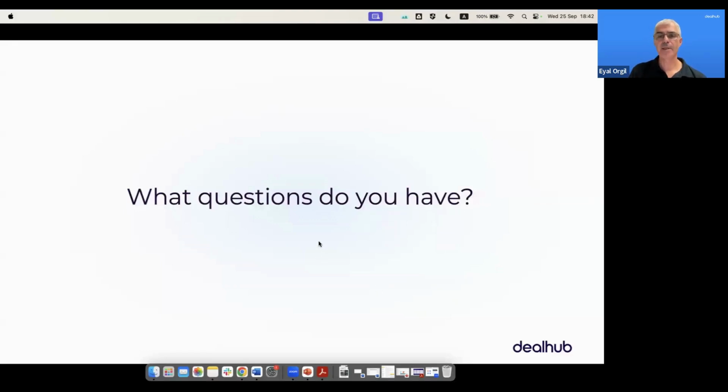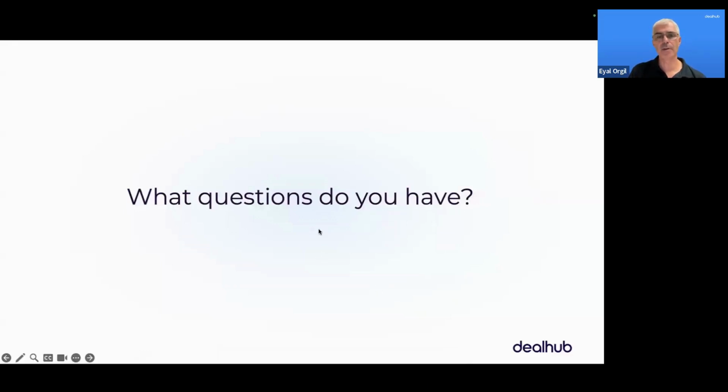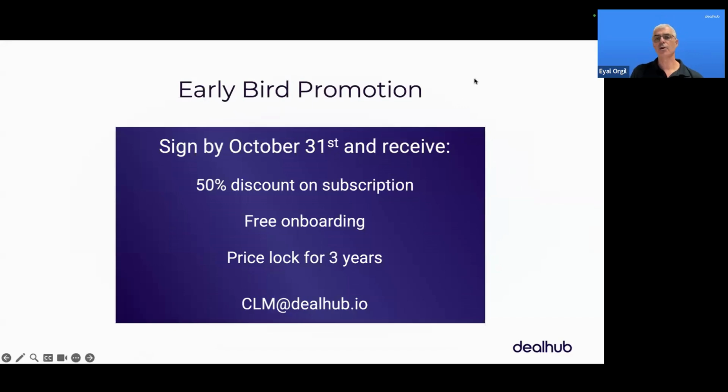So with that, let me take the last couple of minutes, because I know people will probably drop off in a second, to talk about our early bird promotion. As I mentioned, a lot of the CLM function that I talked about is already available today. The contract repository will be available at the end of the year, end of December, and then early in the new year, we'll have the AI analysis.